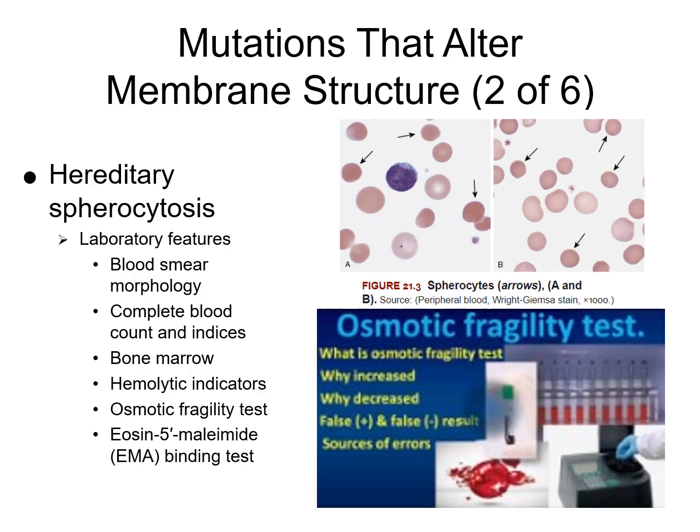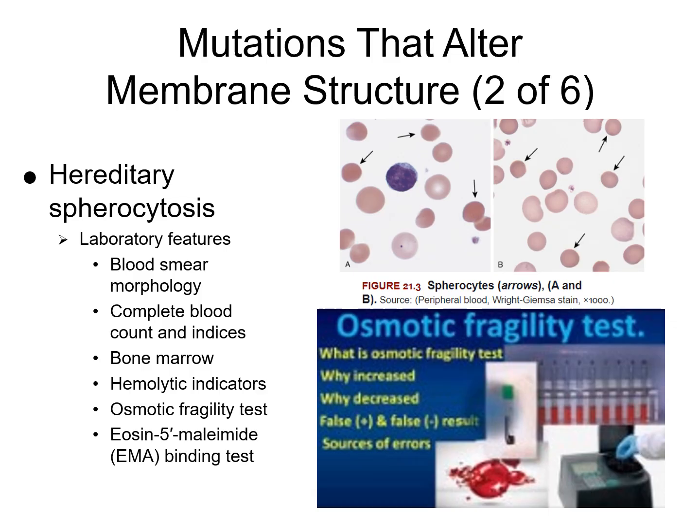For a CBC and indices for hereditary spherocytosis, they will see an anemia of varying severity. They will have an increased mean corpuscular hemoglobin concentration, or an MCHC, and this is due to decreased cell size and relatively increased hemoglobin concentration. Reticulocytosis will be there as well, and it will reflect the compensatory marrow response. For bone marrow, this is typically going to show erythroid hyperplasia, which will indicate an increased red blood cell production in response to the hemolysis.